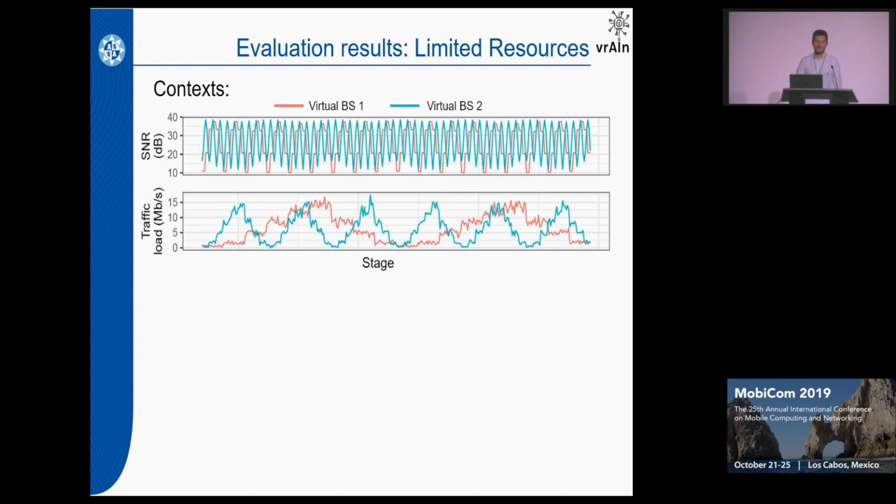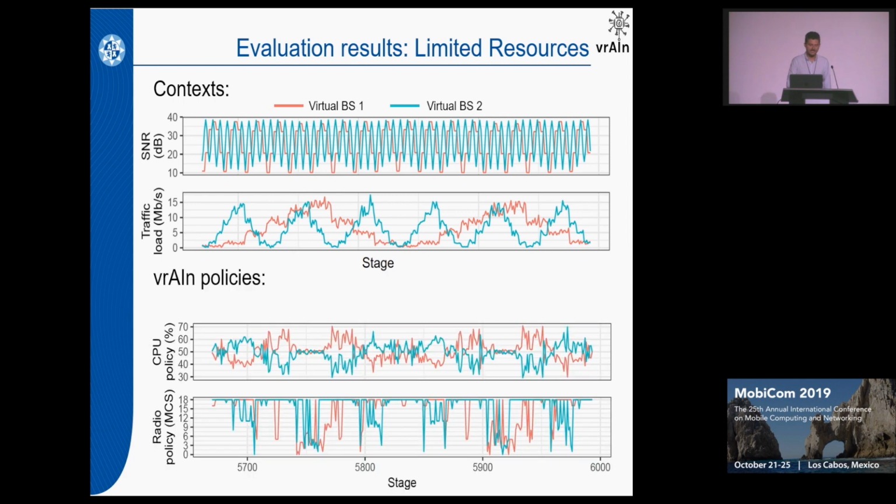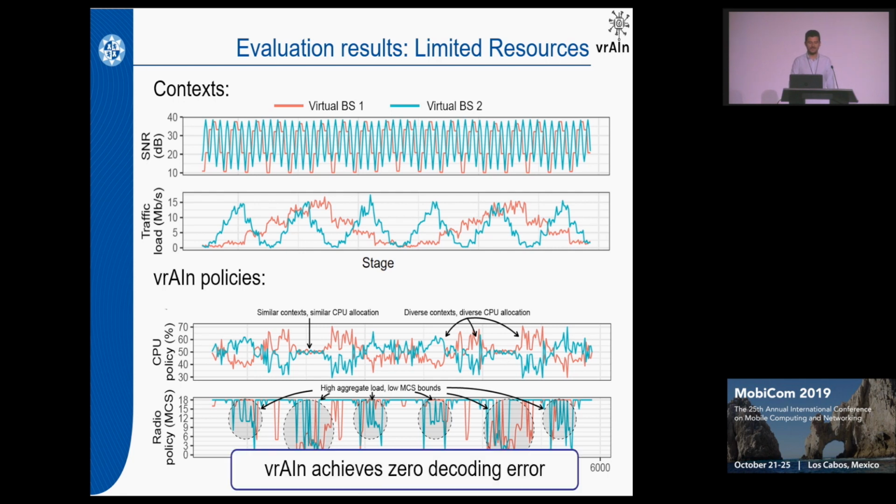These are the contexts for both virtual base stations in terms of channel quality and traffic load. And these are the vrAIn policies in terms of CPU allocation and radio configuration. We can see that for similar contexts, vrAIn assigns similar CPU, and the opposite: for diverse contexts, we have different CPU allocations. We can also observe that when we have high aggregated load, the radio configuration is reduced. This avoids the decoding error. So thanks to this radio configuration reduction, vrAIn achieves 0 decoding error.